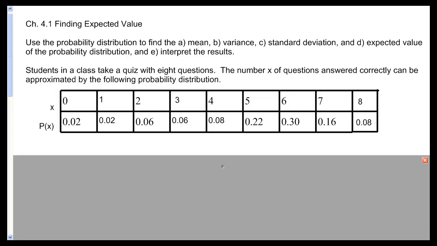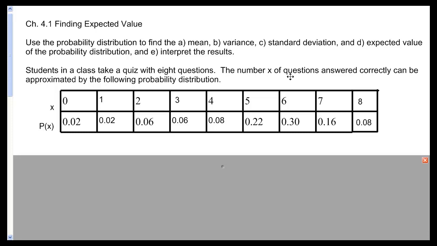This is expected value out of chapter 4.1, and you don't have to do all of the things that are listed here every time, but I just thought it was a good problem for you to see everything that you need to know. How to find the mean, the variance, the standard deviation, and the expected value. So what you're going to do is you're given students in a class that take a quiz with 8 questions.